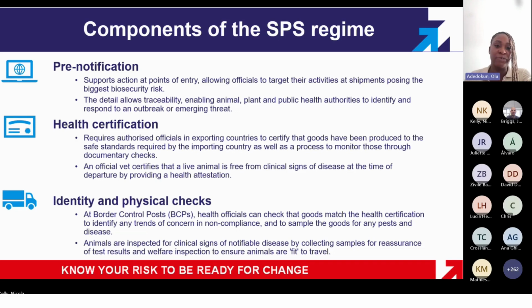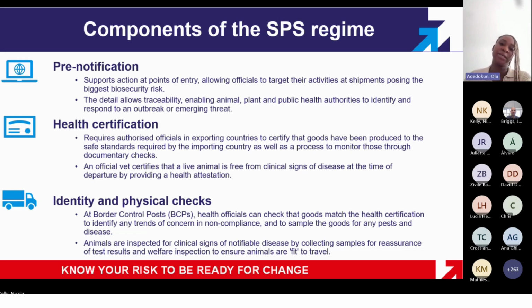Export health certification requires authorized officials in exporting countries to certify that goods have been produced to the safe standards required by the importing country, as well as a process to monitor these through documentary checks. An OV, also known as an official veterinarian, will certify that the animal product is free from any kind of disease at the time of departure by providing a health attestation. We also have identity and physical checks. These are at border control posts where health officials will be able to check that the goods match the health certification to identify any kind of trends of concern in non-compliance.